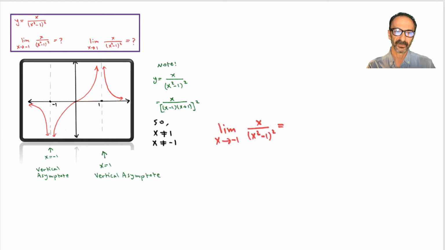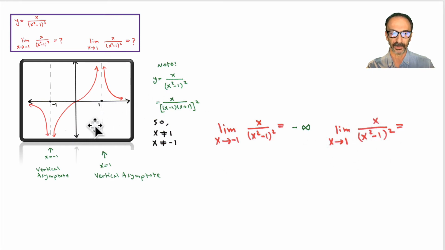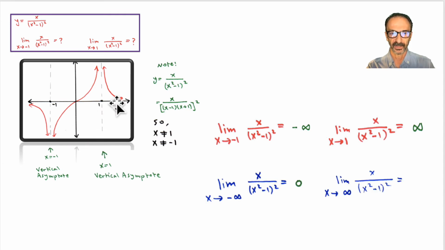Now, here's the limit of my function as x approaches negative 1. It's going to go down to negative infinity, as the graph shows. The limit of the same function as you approach 1 is positive infinity. So let's take it to the left. The limit of our function as x approaches negative infinity, going all the way to the left, we're getting close to the x-axis, so that's going to be 0. And going all the way to the right, that's also going to be 0.